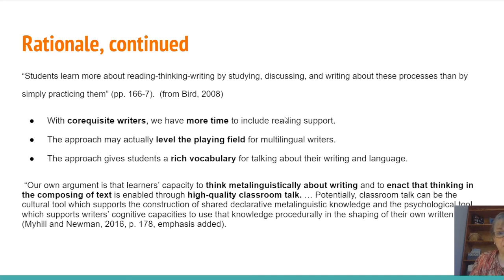And then finally, I think an important rationale is that the writing about writing approach provides students with a very rich vocabulary for talking about writing, for describing their own writing and their language, and reflecting on it. This particular benefit supports what Deborah Myhill has said, along with many of her colleagues, that learners can think metalinguistically about writing and enact the thinking about writing in the composing of text. This becomes enabled and supported through what she calls high-quality classroom talk. Writing about writing provides an environment where such talk can occur.